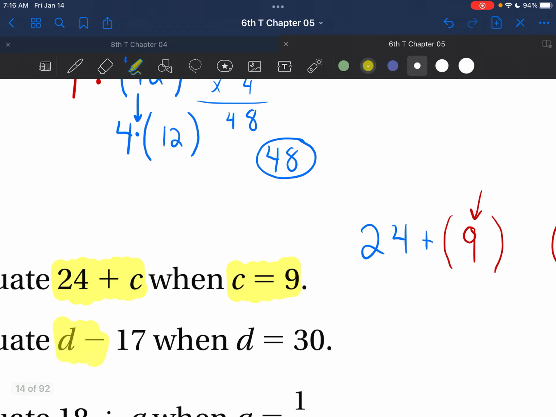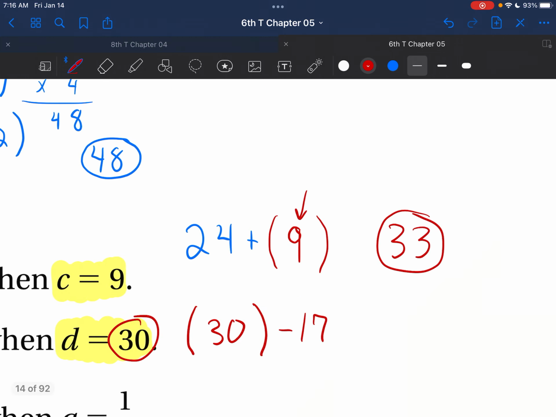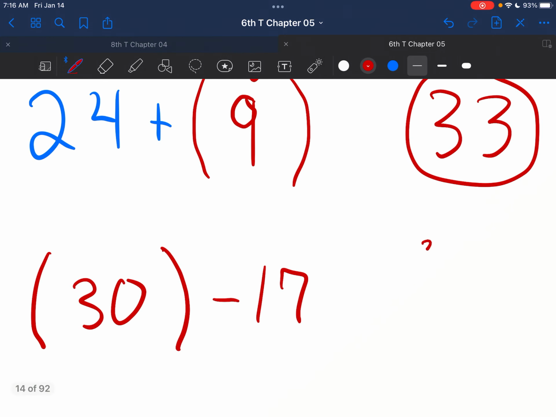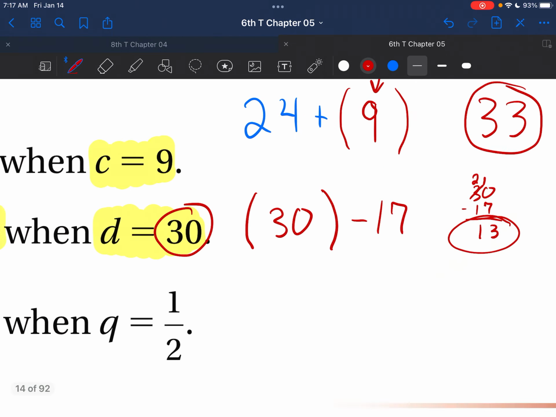All right, let's try another one. Here we go. We have d minus 17, when d is equal to 30. So let's write this down. We have parentheses. Inside the parentheses, we're going to put 30. And then we're going to rewrite the rest of the problem, which is minus 17. So 30 minus 17. Well, let's subtract that. Can't take away from 0, so you have to borrow. That turns into 2. This turns into 10. 10 minus 7 gives me 3. And then 2 minus 1 gives me 1. So we know that after we evaluated this problem, the answer is 13.